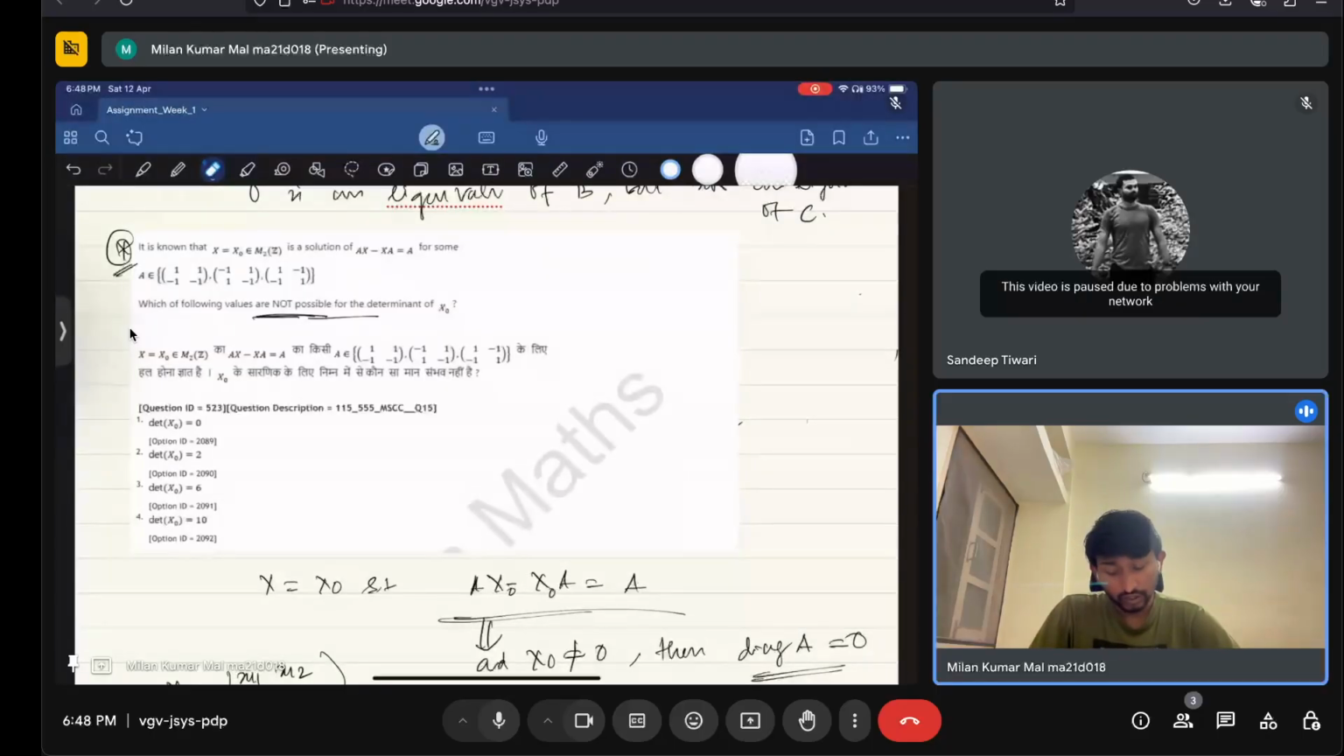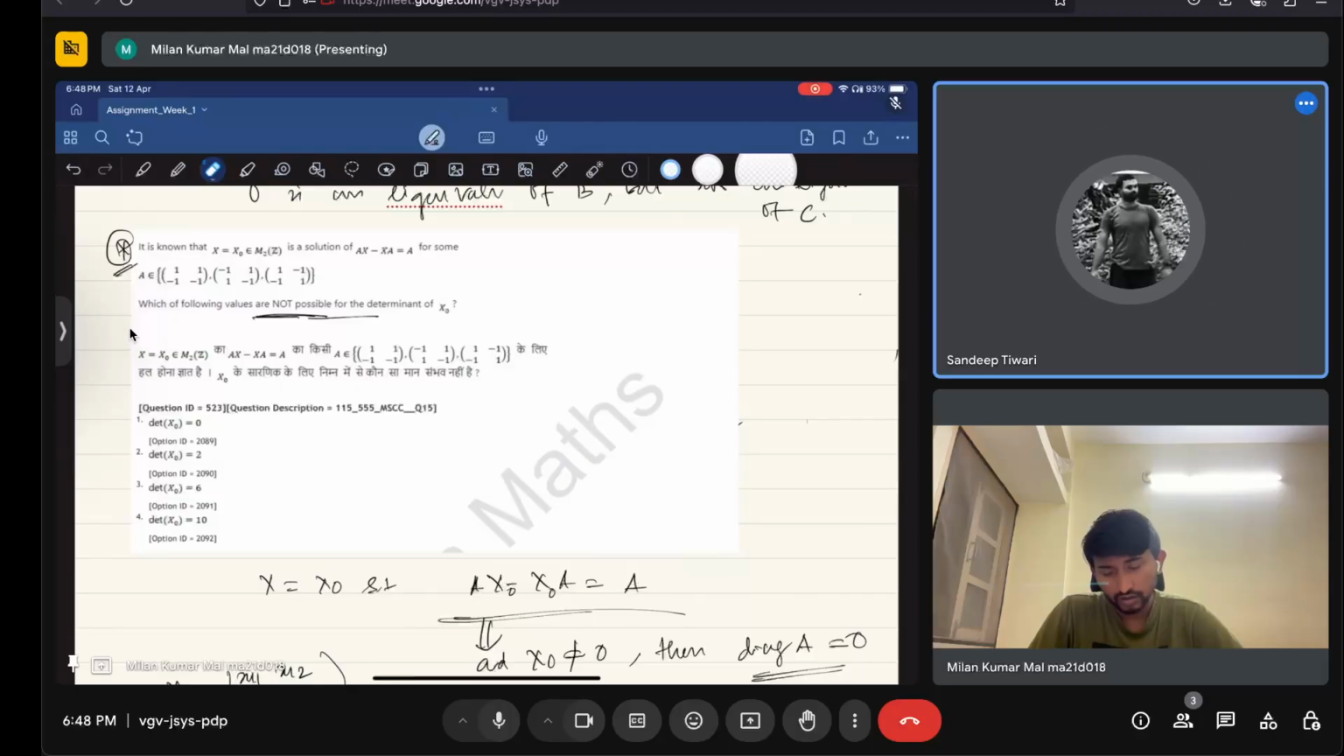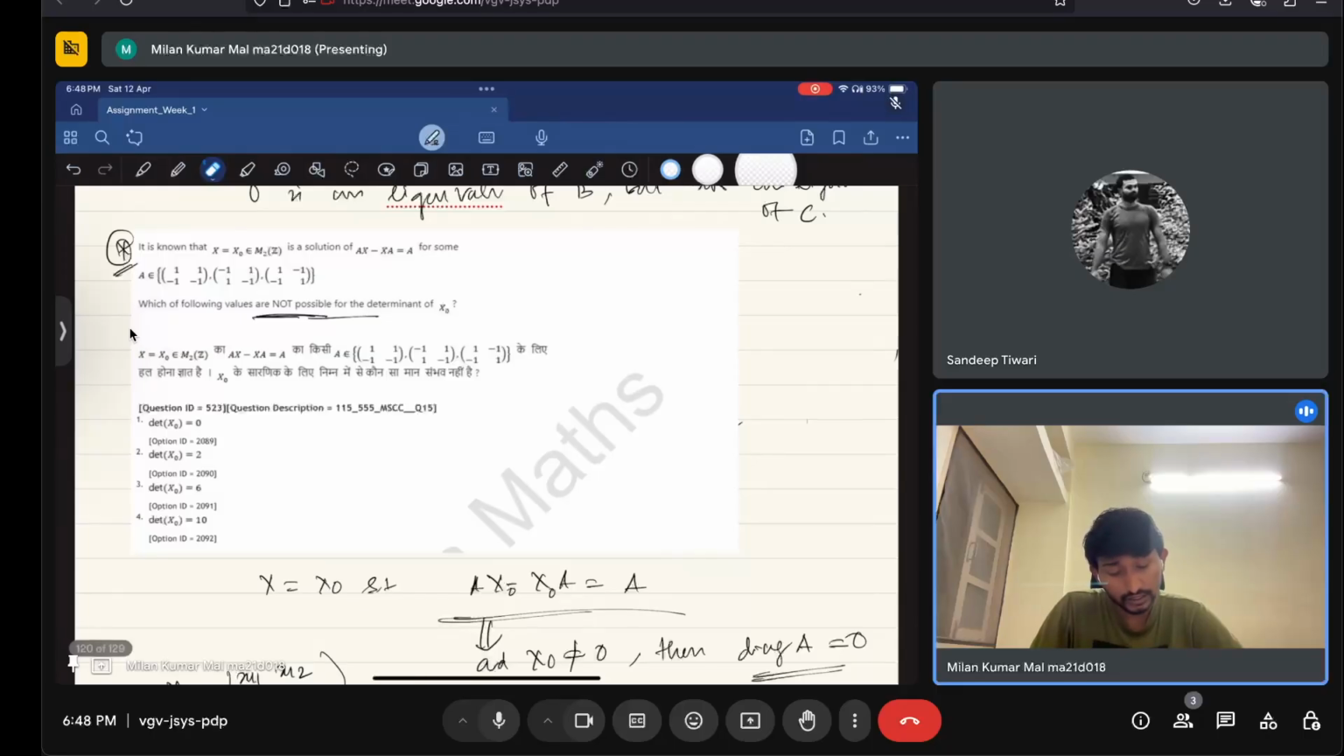Which of the following values are not possible for the determinant of X naught? Trace of AX minus XA will be 0. Trace A will be 0, sir. So the matrix A is 1, 1, minus 1, only that one, I understand. You sure the trace will be 0?